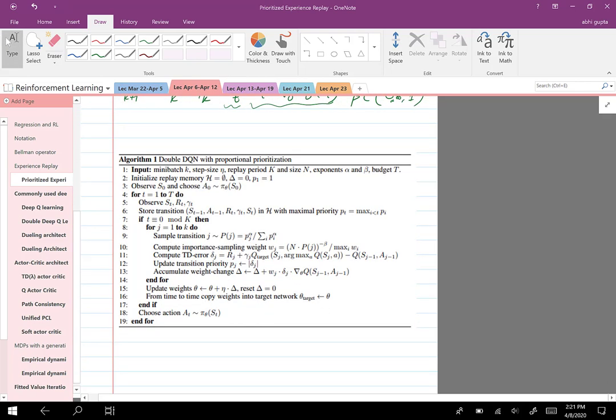So what is this algorithm? Again, I apologize for the different notation. All papers pick completely different notation, and it's very hard to keep track of what is what. So here, this is the probability of picking. J is the time index. This is P j raised to alpha over the sum of P i raised to alpha for all the i's in the experience. So this is one experience, or rather, I should say recent experience.